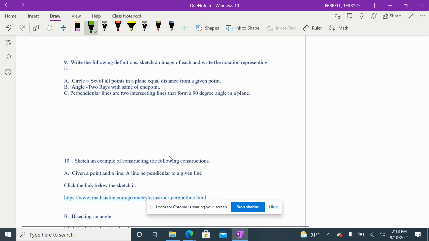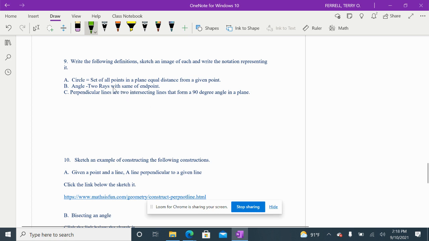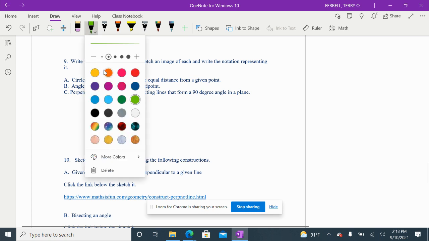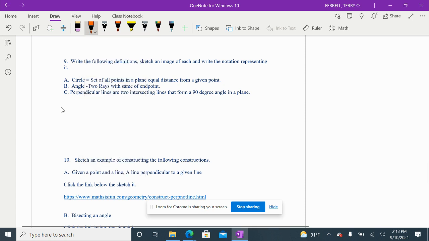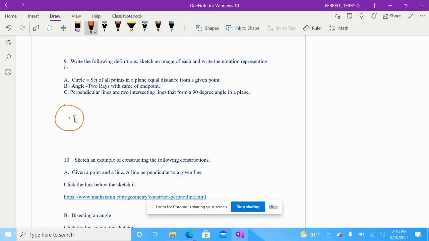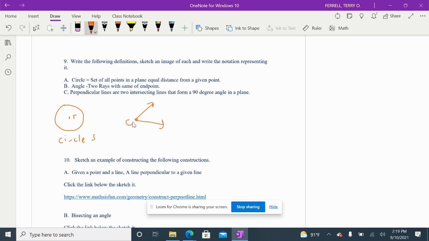All right, number 9. This one is just definitions. Let's draw a picture of a circle. I think I know what a circle is, but the main thing with a circle, draw yourself a circle and label it maybe S. So we're just going to say circle S. Next, I'm going to draw 2 rays with a common endpoint. Make this maybe C, A. And then I can label that as angle ACB or angle BCA.